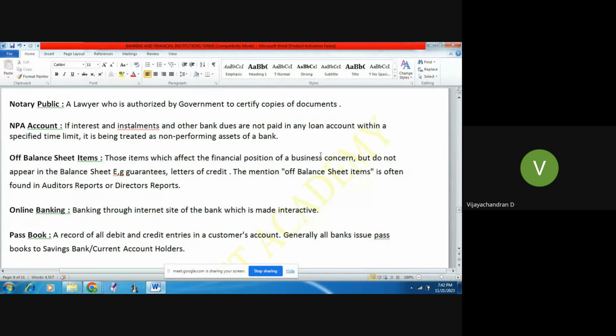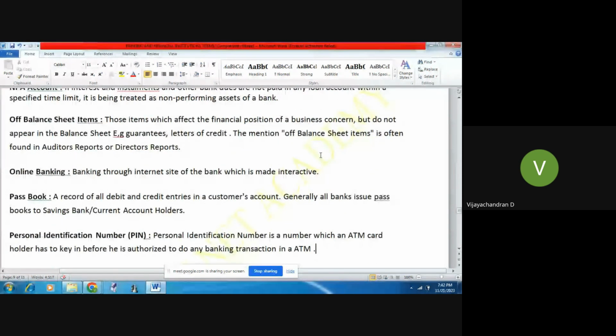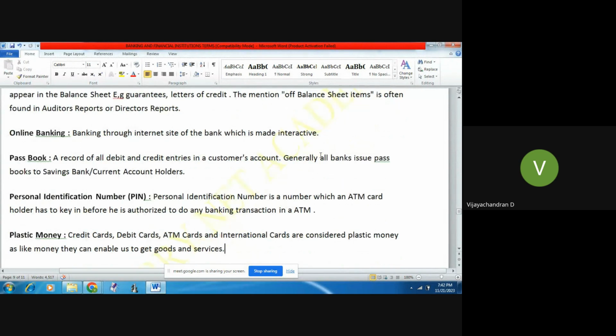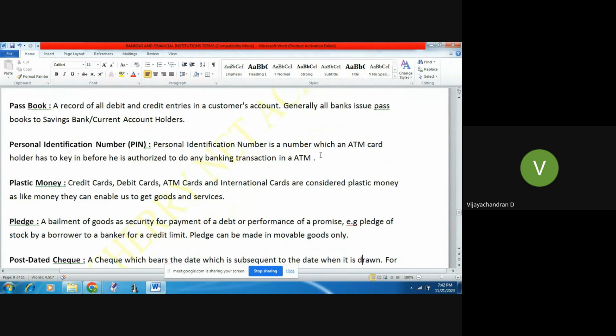Online banking, that is internet banking. Passbook: it's a record. It shows the transactions, the debit and credit entries. PIN, personal identification number. Now we are using 6 digits in the PIN.